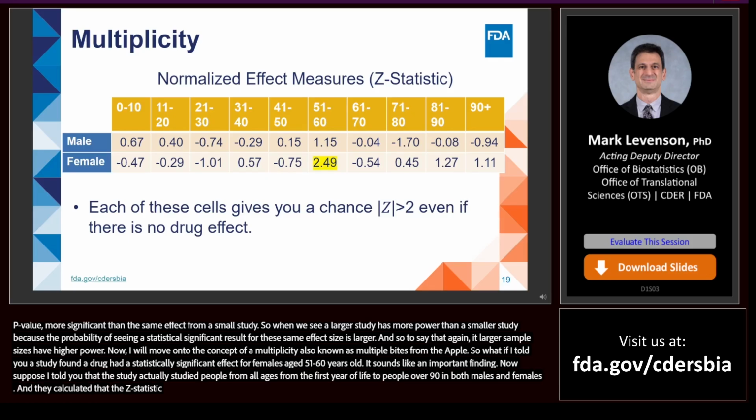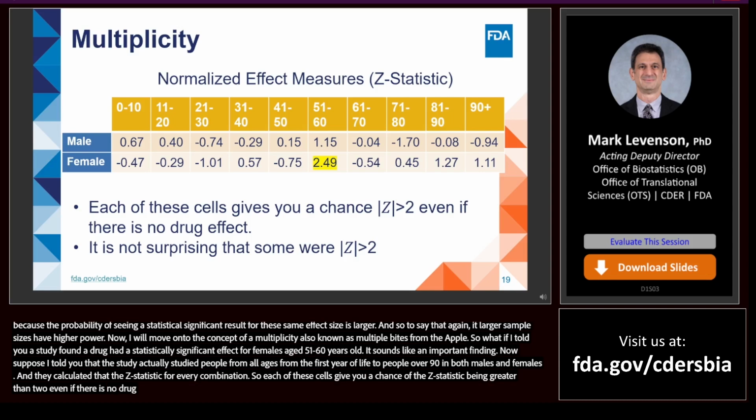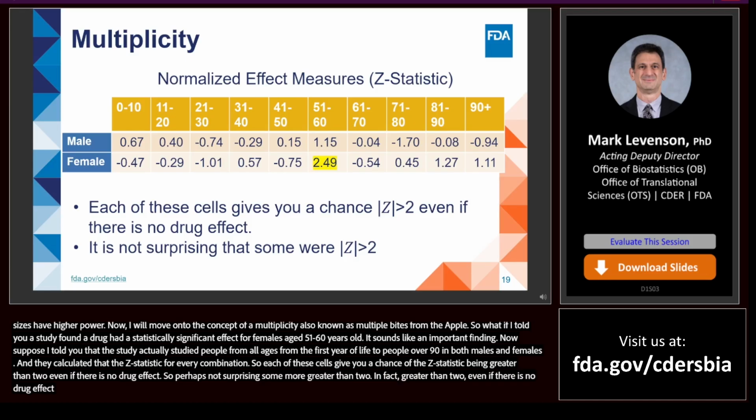So perhaps it's not surprising that some were greater than 2. In fact, greater than 2, even if there's no drug effect, occurs with a 1 in 20 chance. So here it's not at all surprising that if we looked at enough of these different combinations, one of them would be greater than 2. But it doesn't, I think, call into question that there's no drug effect. It very likely could be no drug effect, and you would see a result like this.